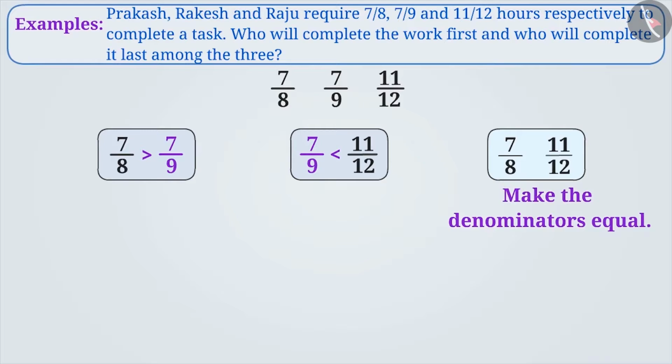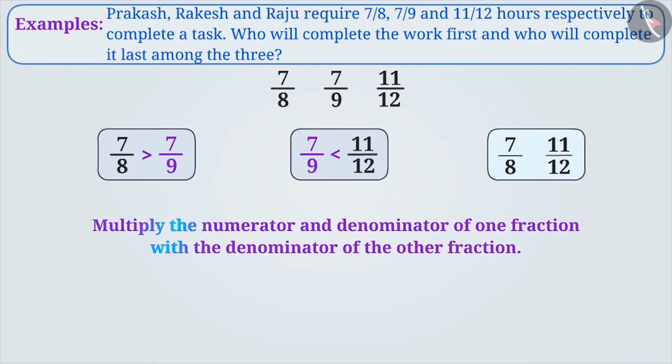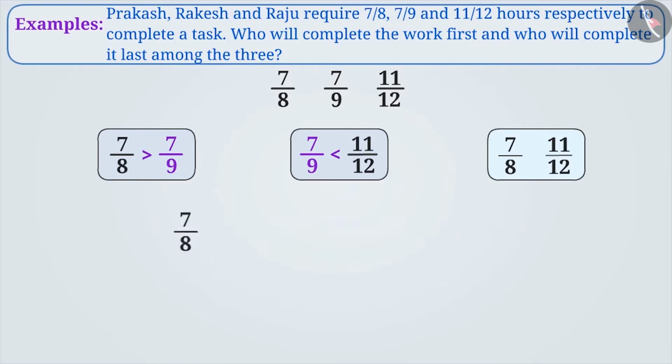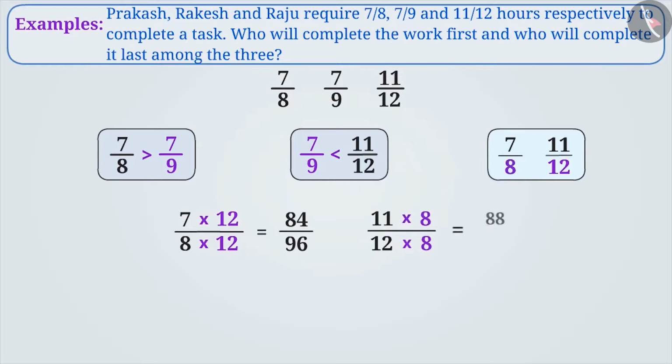The denominators of both these fractions are not equal. So first, we make the denominators equal. It is not always necessary that we use LCM to make the denominators equal. Let's learn another interesting method to do that. Here, the numerator 7 and the denominator 8 of the fraction 7/8 are multiplied by 12 to get 84/96. Similarly, the numerator and denominator of 11/12 are multiplied by 8 to get 88/96.